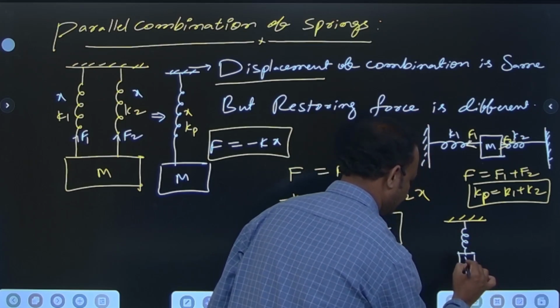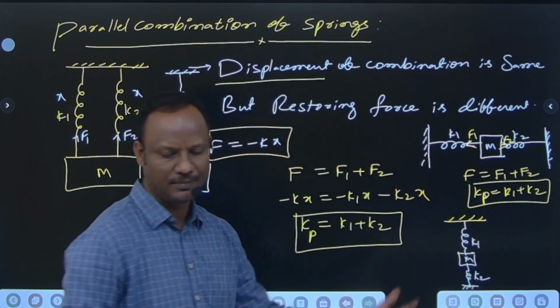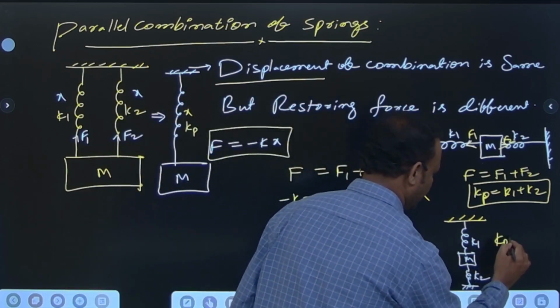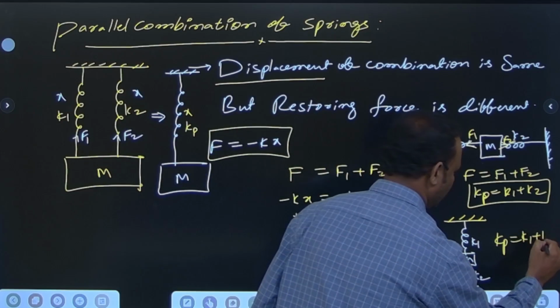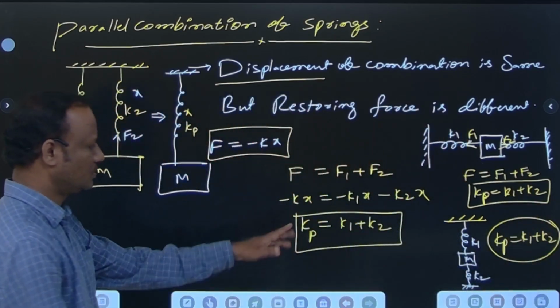Now say, it's a K1 and K2. Series or parallel? Parallel. Okay? Same thing. What is this? Kp is equal to K1 plus K2.